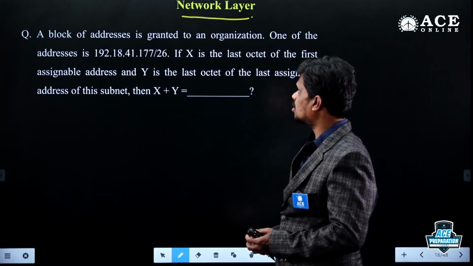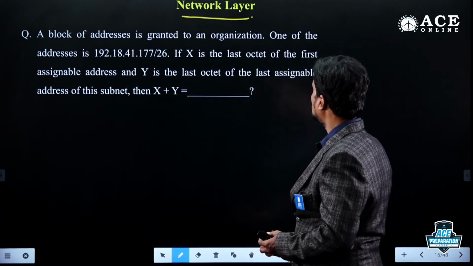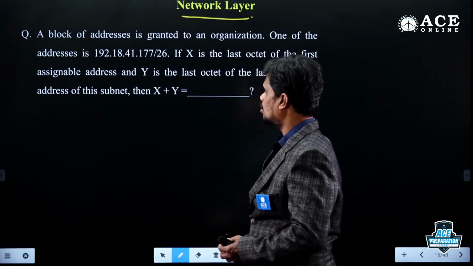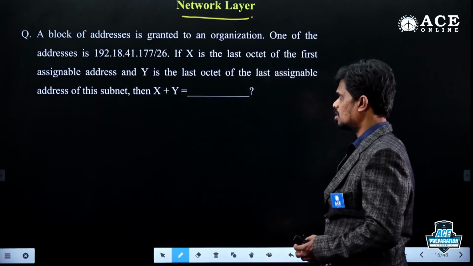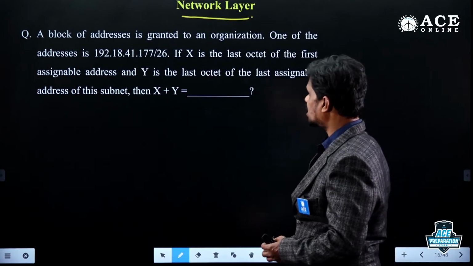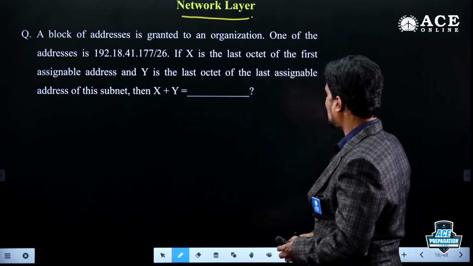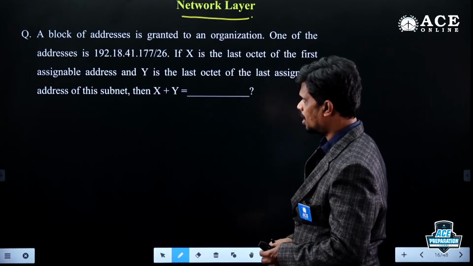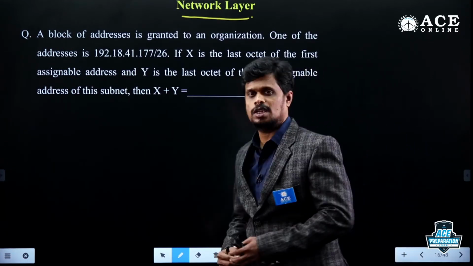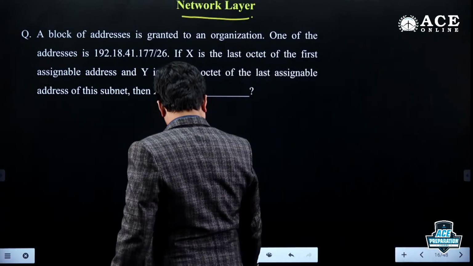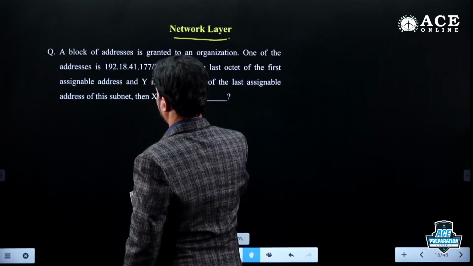Look at this question statement. A block of addresses is granted to an organization. One of the addresses is 192.18.41.177/26. If X is the last octet of the first assignable address and Y is the last octet of the last assignable address of this subnet, then X plus Y is dash. Look at this question statement. How can we solve it?